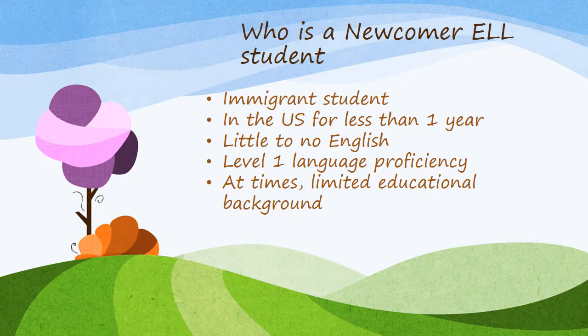These students come with little to no English background. And at times, they're even coming with limited educational backgrounds. Sometimes our students have moved around from country to country or location to location, and their education has been broken up so that in total, while they might be a 3rd grader, they've only completed about a 1st grade's year of work. These students, most importantly, are at a level 1 language proficiency in reference to the WIDA proficiency levels, which we will get to later in our presentation.